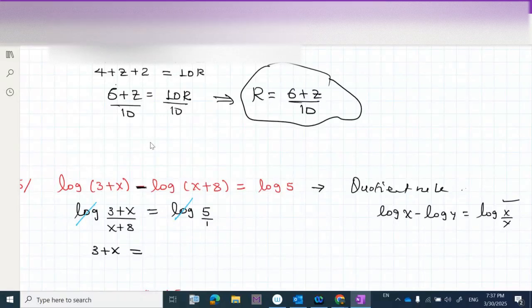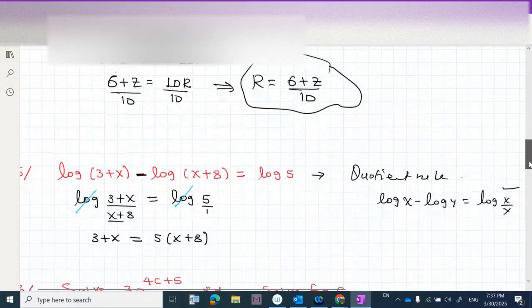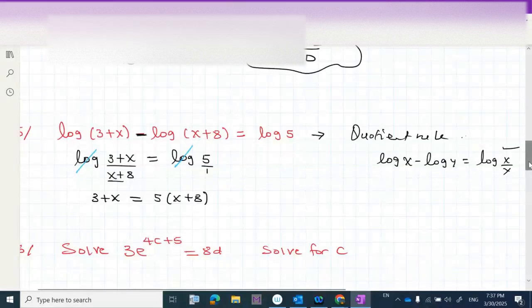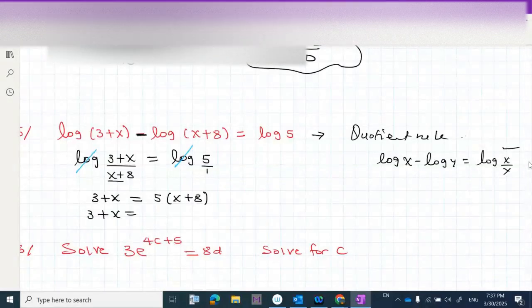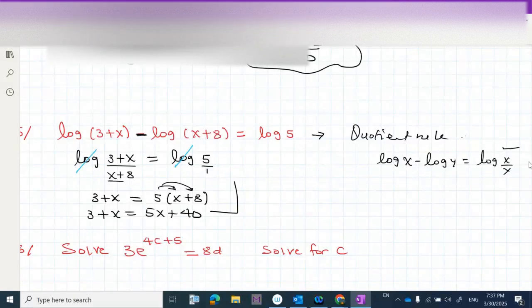this is 1 over 1, this x, cross multiplication, this multiplied by 5. So that means 5 times (x plus 8). I changed this into a linear, straight line equation. Now let's keep going. This is going to be 3 plus x equals, use the distributive property here, 5x plus 5 times 8 is 40. Okay, this will take me to this.